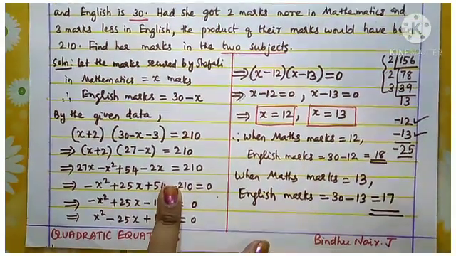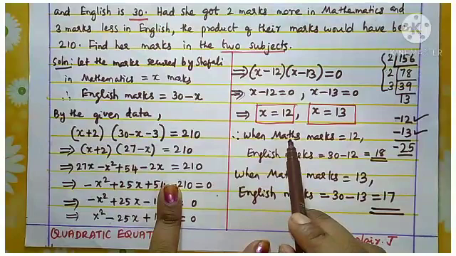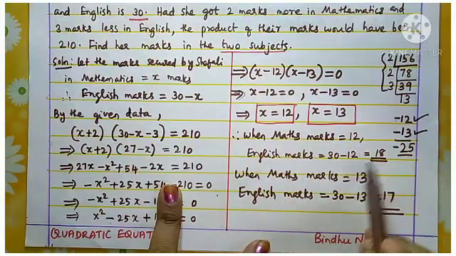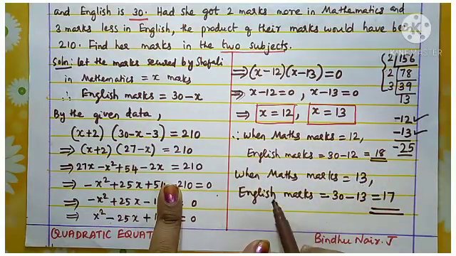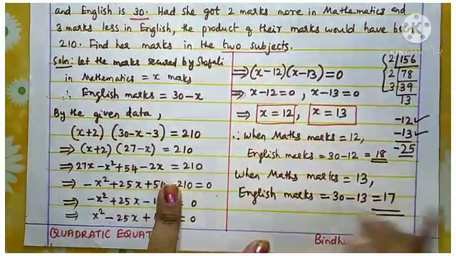So the two cases you want to consider. Understand? When maths is equal to 12, English is 18, and when maths is equal to 13, English is 17. So that is her marks in the two subjects.